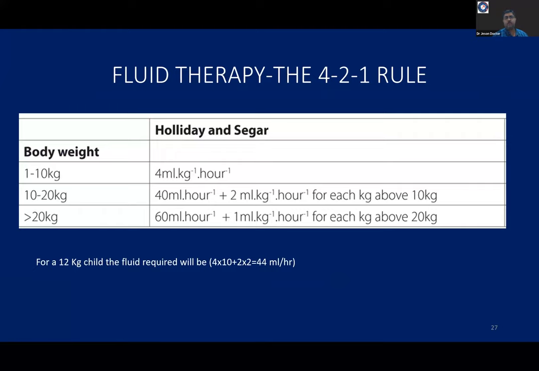Again, fluid therapy in children: we follow the Holliday-Segar rule. For the first 10 kilos, you have 4 ml per kilo per hour. For the subsequent 10 kilos, from 10 to 20, you have 2 ml per kilo per hour. And for every kilo above 20 kilos, you have 1 ml per kilo per hour, in addition to the 60 ml that is for the first 20 kilos. So roughly, for calculation purposes, for a 12 kilo child, we have 4 for the first 10 kilos, that is 40, and 2 for the next 2 kilos, that is 4.